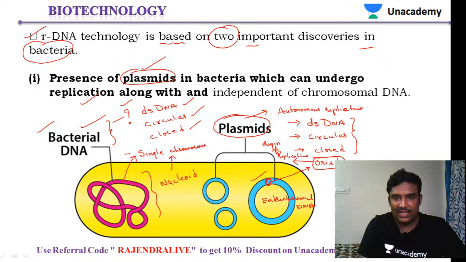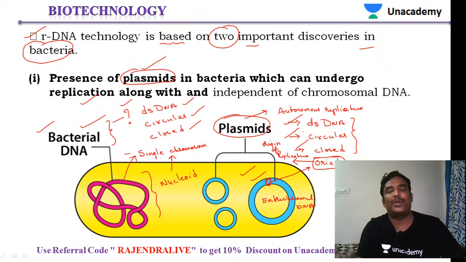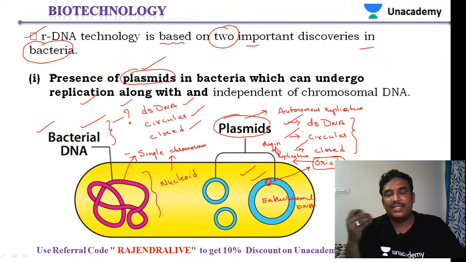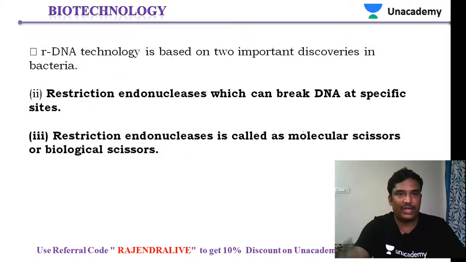Similarly, there is another DNA present, and that DNA is called plasmid DNA. That is the reason plasmid is called extra-chromosomal DNA. If you see the nature of the plasmid, it is also double-stranded DNA, circular and closed. So these are some properties of the chromosomal DNA and plasmids. Finally, what we have to remember here is that the discovery of the plasmid is a very good finding in the case of recombinant DNA technology.